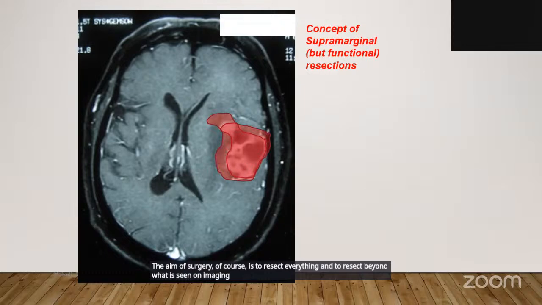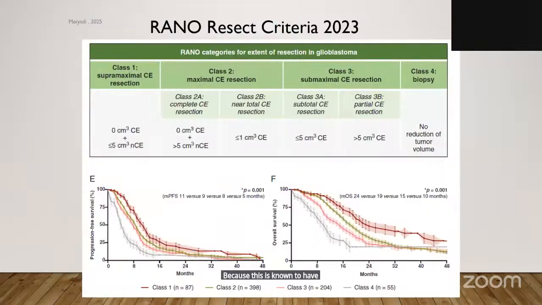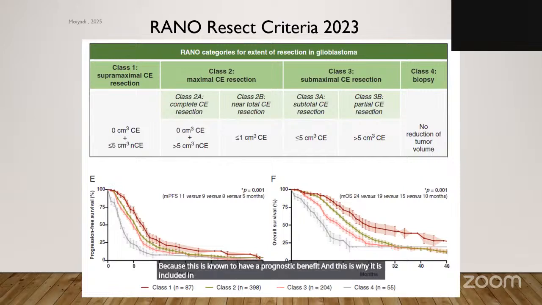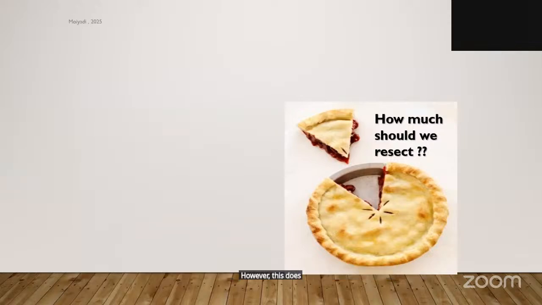This is what we mean by supramarginal resections, because this is known to have a prognostic benefit. And this is why it is included in the most recent RANO-resect criteria. As you can see, class 1 group, which has the best possible survival benefit, is one where everything contrast enhancing is removed, plus almost everything which is non-contrast enhancing, which is T2 FLAIR component, is also removed. However, this does not mean that if you cannot achieve that, there is no prognostic benefit.